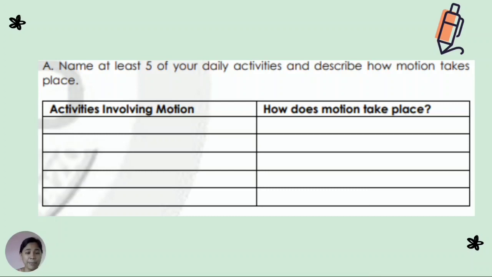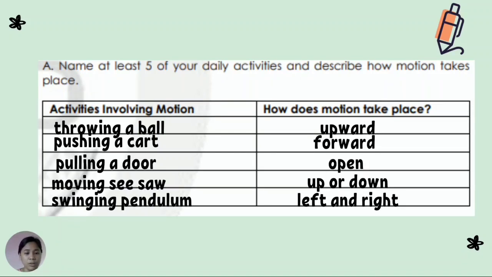Now, get a paper and a pen and answer the following. Name at least 5 of your daily activities and describe how motion takes place. Action involving motion, and how does motion take place. And these are some examples of an answer to that activity. Throwing a ball upward, pushing a cart forward, pulling a door open, moving a seesaw up or down, swinging a pendulum left and right.